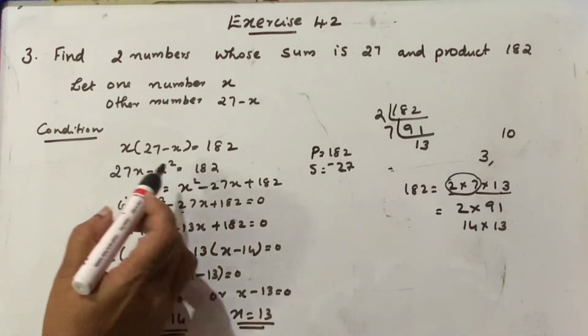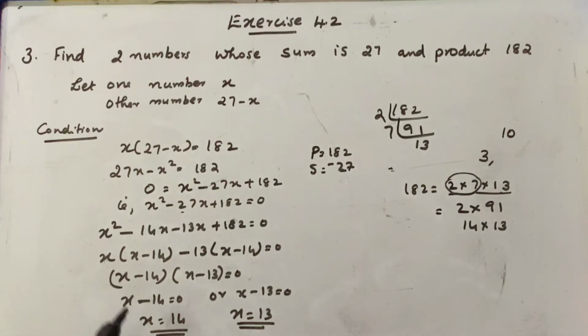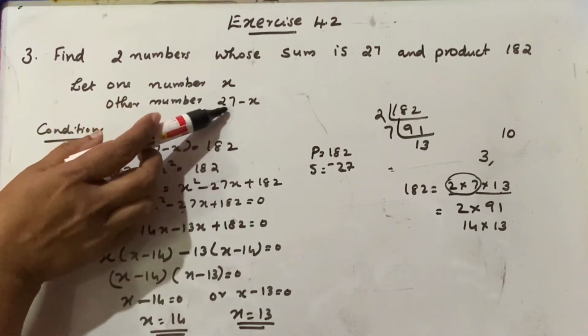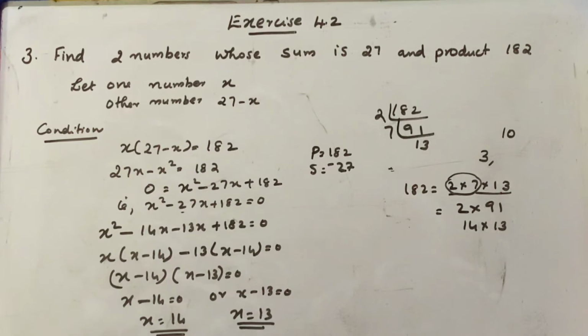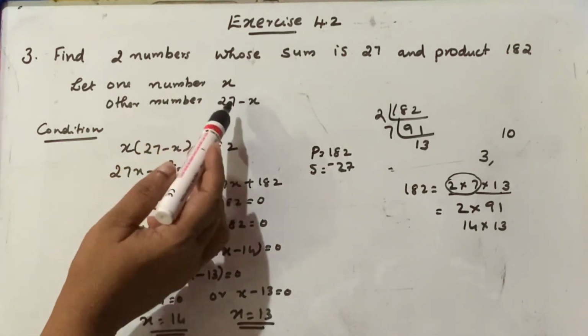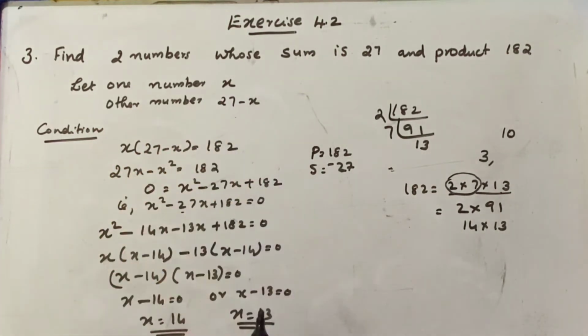So, our one number is x. If the first number is 14, then the next number is 27 minus 14, that means 13. Or if the first number is 13, then the next number is 27 minus 13, that is 14. So, the required numbers are 14 and 13.